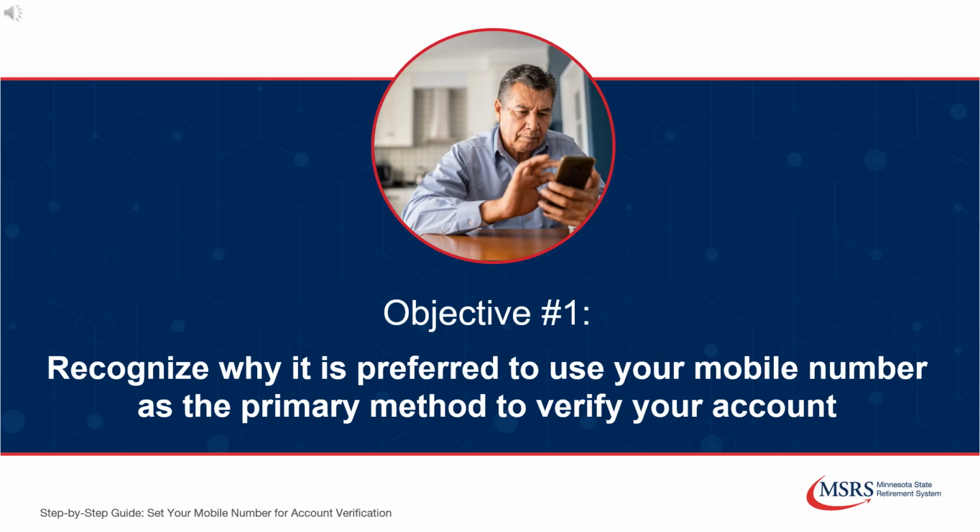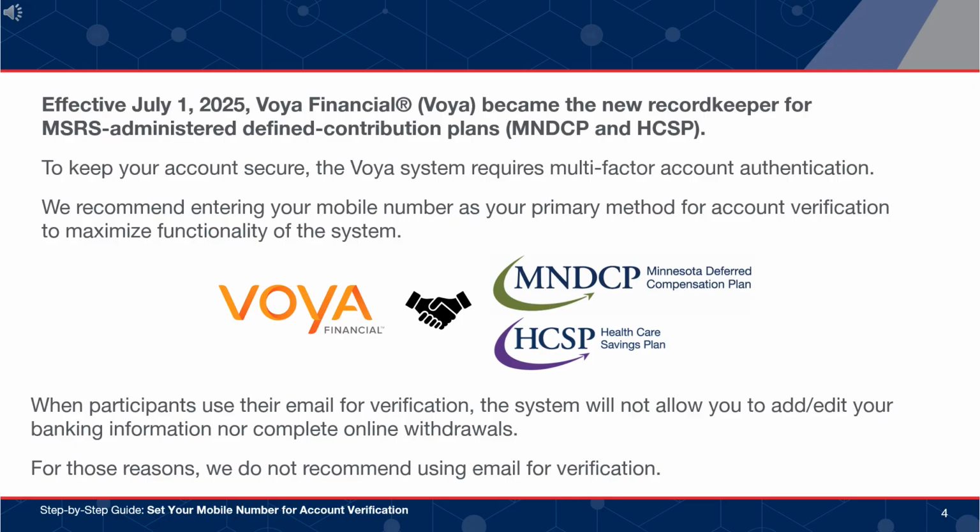Now, we will explain why it is preferred to use your mobile number as the primary method to verify your account. Effective July 1st, 2025, Voya became the new record keeper for MSRS-administered defined contribution plans. To keep your account secure, the Voya system requires multi-factor account authentication. We recommend entering your mobile number as your primary method for account verification to maximize functionality of the system.